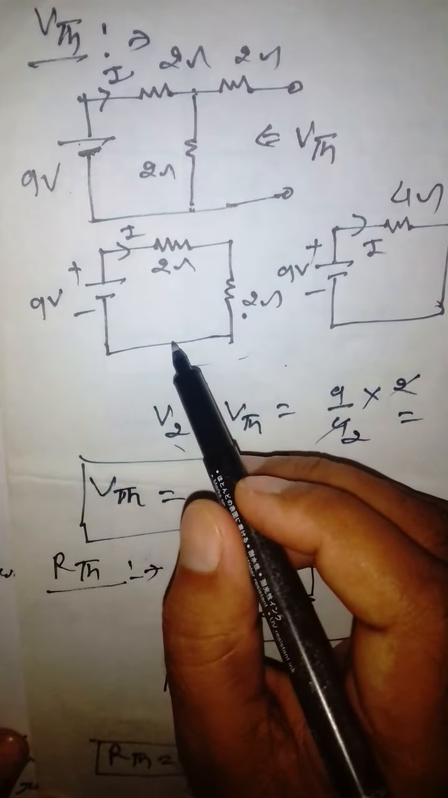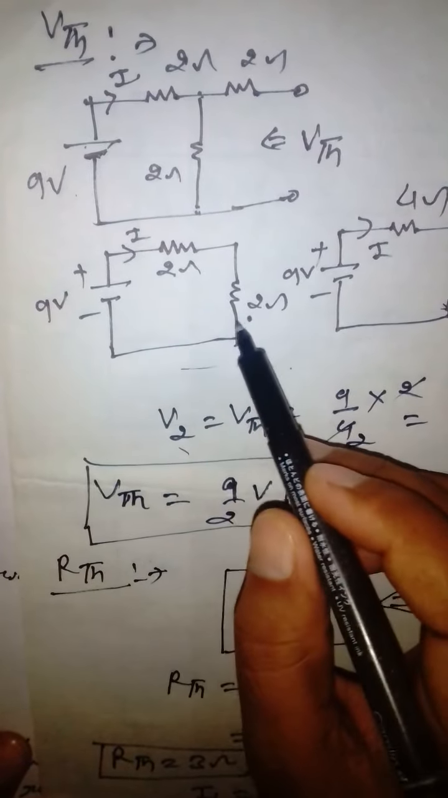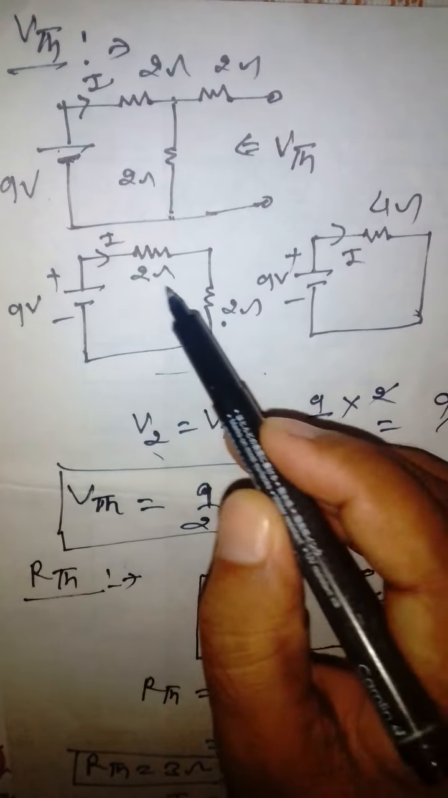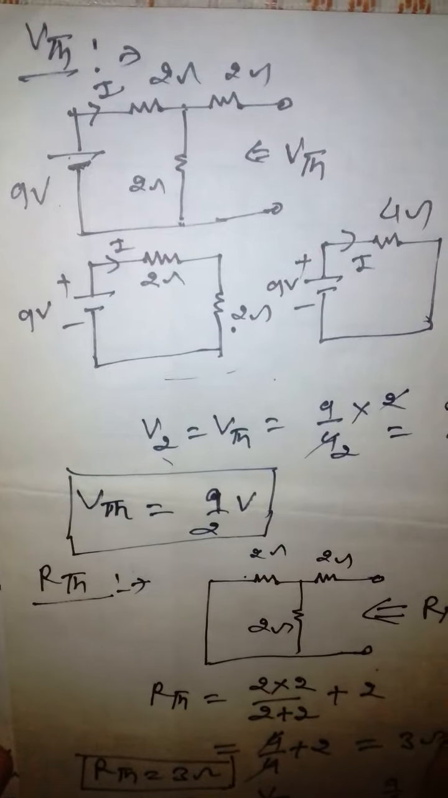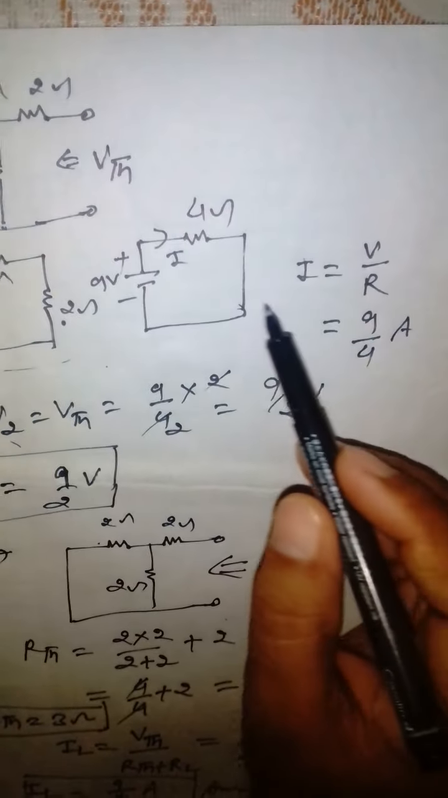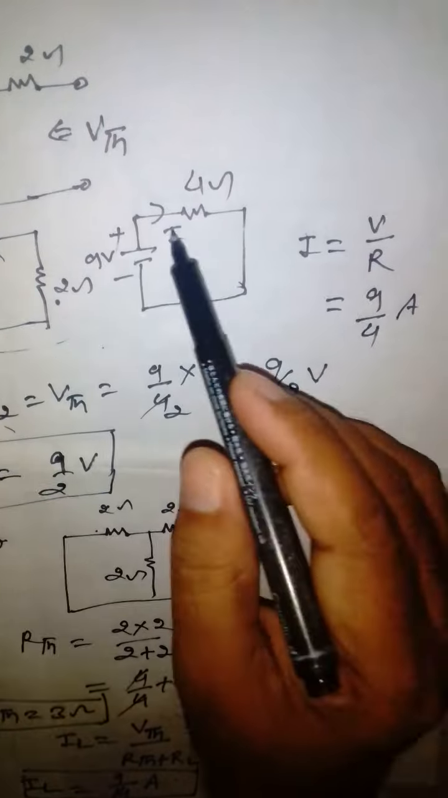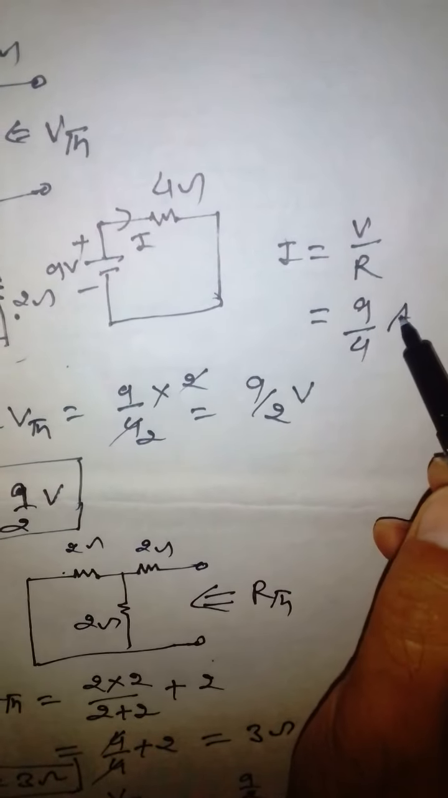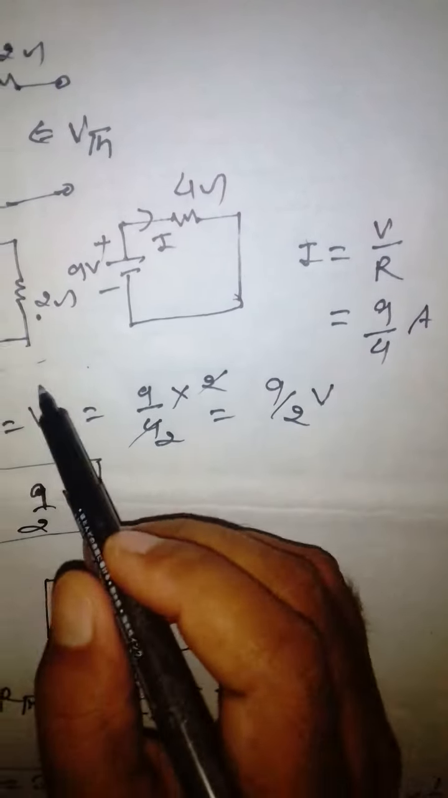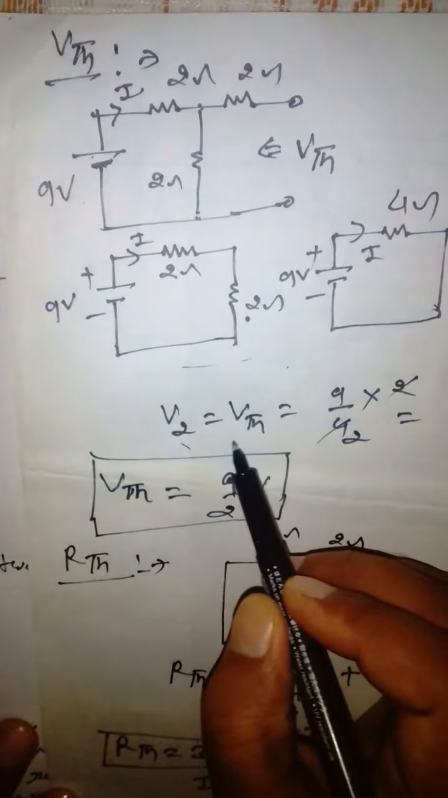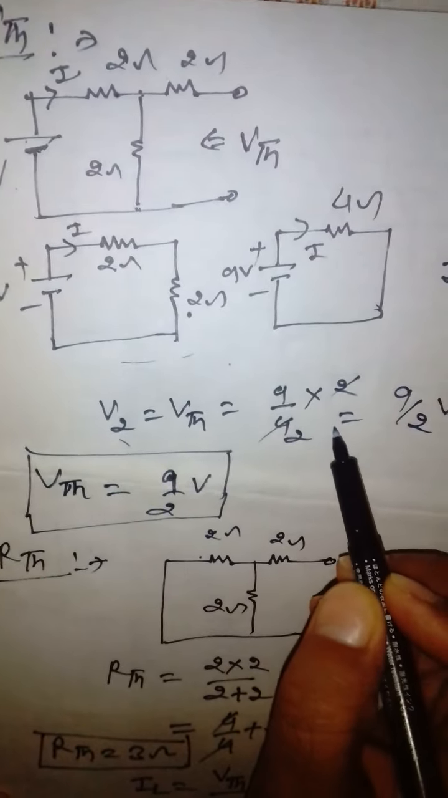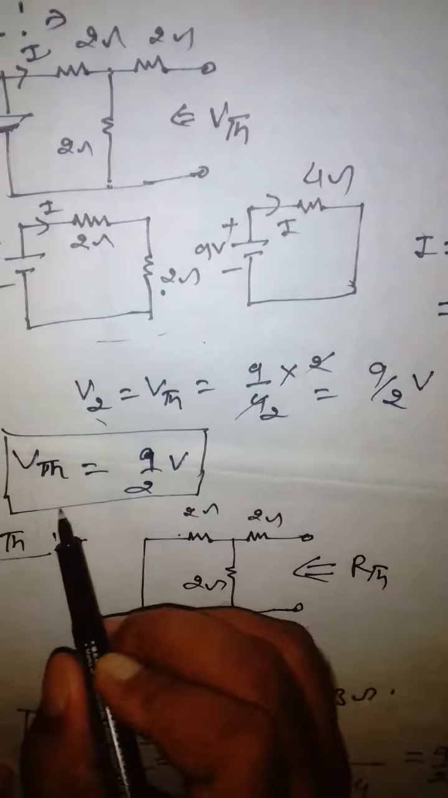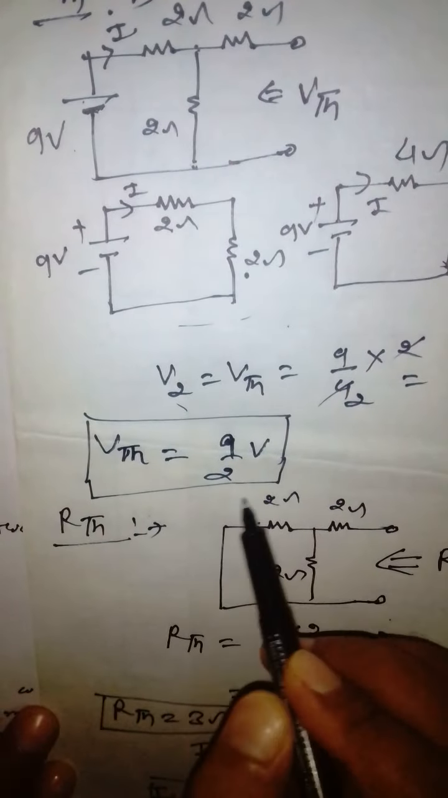Now this circuit can be redrawn further in this way. There will be a 9-volt source and a 4 ohm resistance, because these resistances become in series. The equivalent of this will be 4 ohm. So this current I will be equal to V upon R. V is 9 volt and R is 4 ohm, so I is 9 by 4 ampere. So the drop across this resistance, V2, is equal to VTH, which is 9 by 4 into 2. So it will become 9 by 2 volt. So VTH is equal to 9 by 2 volt.